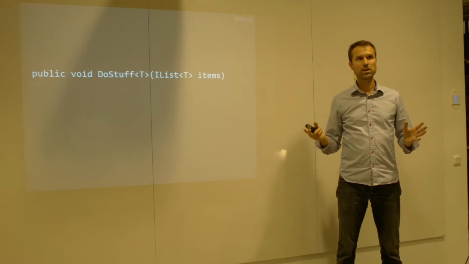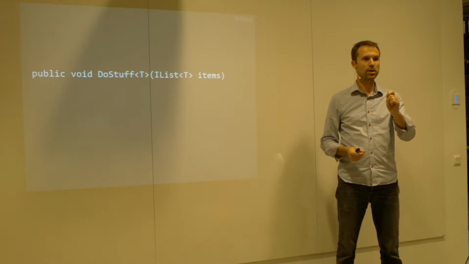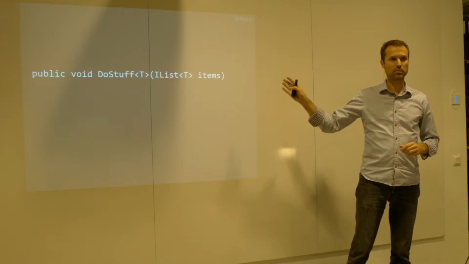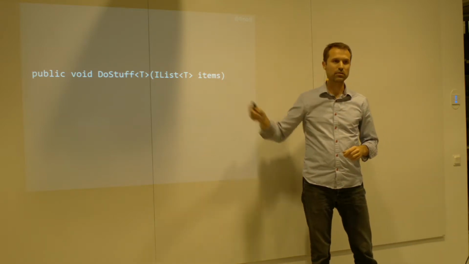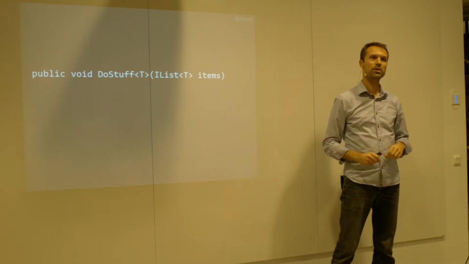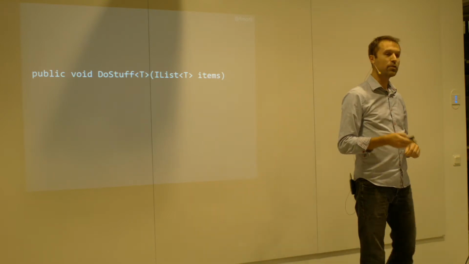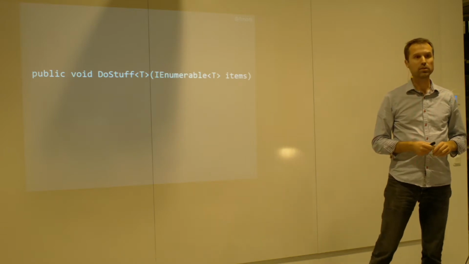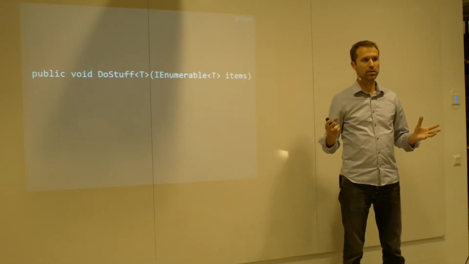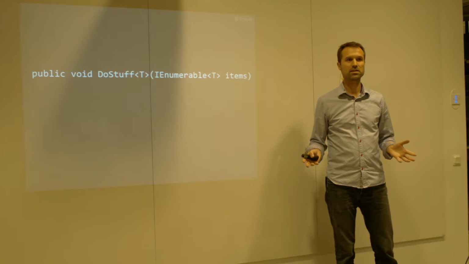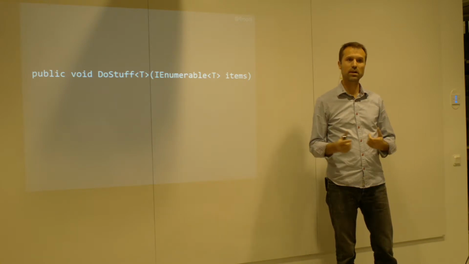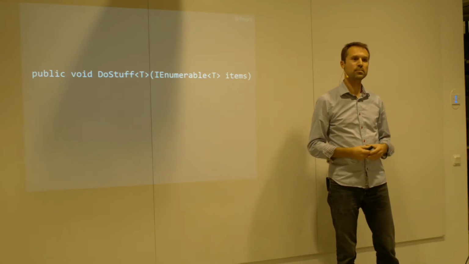Now suddenly we don't need to agree to use exactly List of T, but I can pass in any class that happens to implement this interface. We don't need to agree on the implementation anymore. Even better, perhaps, I could pass in IEnumerable of T, which in the .NET world is supported by essentially any data type that represents a data sequence, any array, anything that is a list.